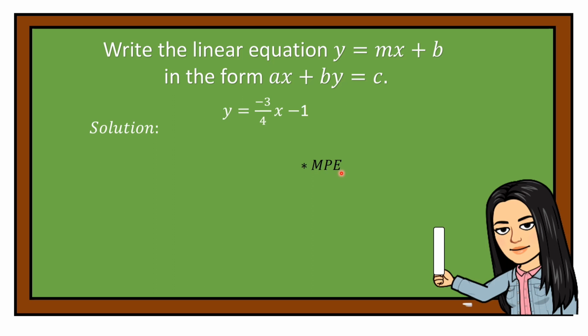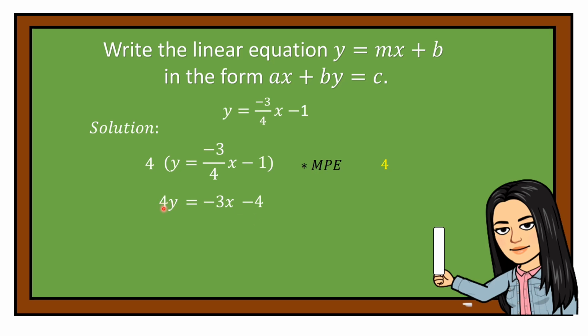So, ano ang imumultiply natin? We're going to multiply the LCD of our fraction, and the LCD is 4. So, multiply the whole equation by 4. That would be 4 times y equals 4y equals, 4 times negative 3 over 4x. So, makakancel na natin yung 4, kaya matitira na lang is negative 3x. And then, 4 times negative 1 equals negative 4.